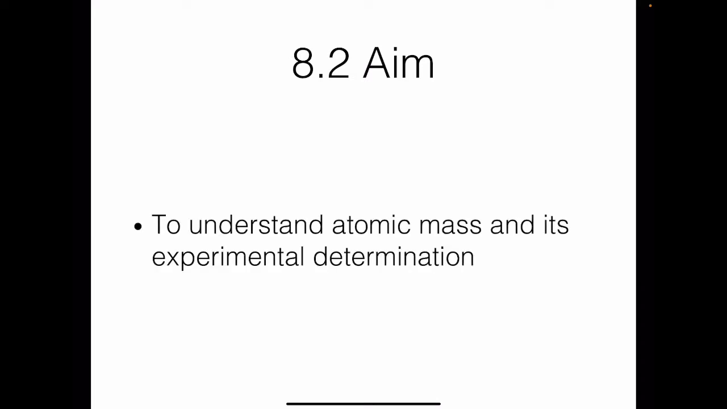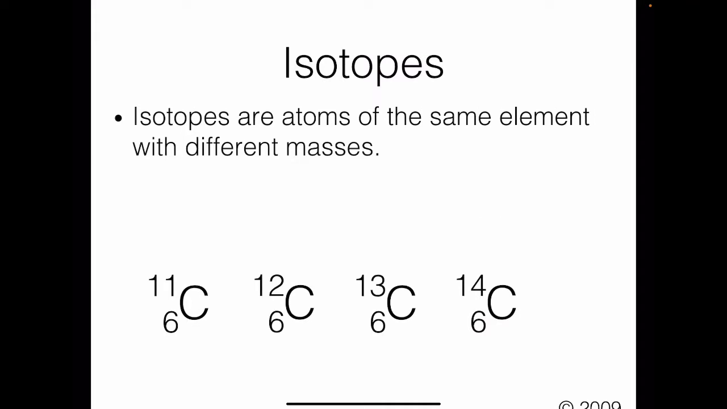So for 8.2, our aim is to understand atomic mass and its experimental determination. So what we want to look at here is what an isotope is. And you may have heard this term in physics before, but we need to know that isotopes are atoms of the same element with different masses. So how does that work?